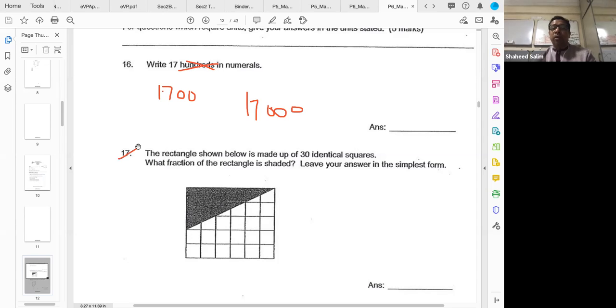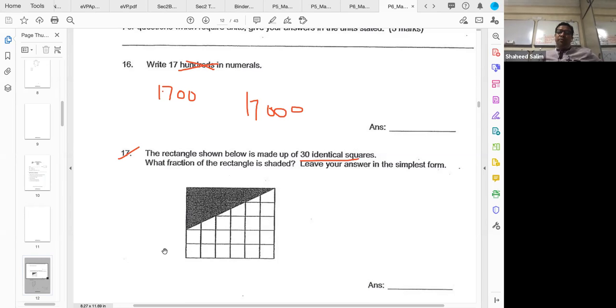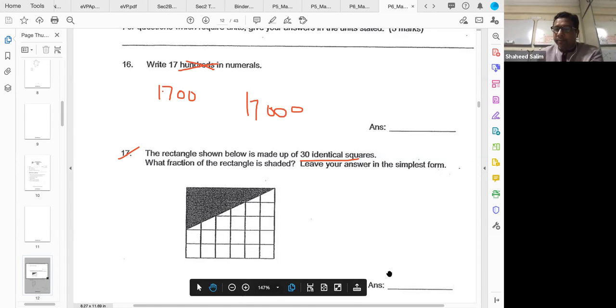Okay, you try the next one now. Question number 17. Altogether, there's 30 squares. You don't need to count. They already tell you it's 30 squares. But if you want to count, no problem. 5 times 6, 30. What fraction is shaded? The fraction is something over 30. What is the number here?